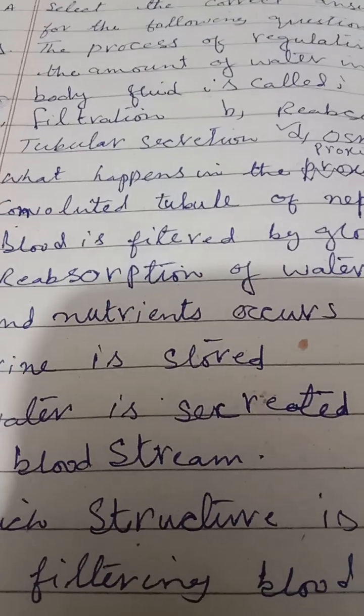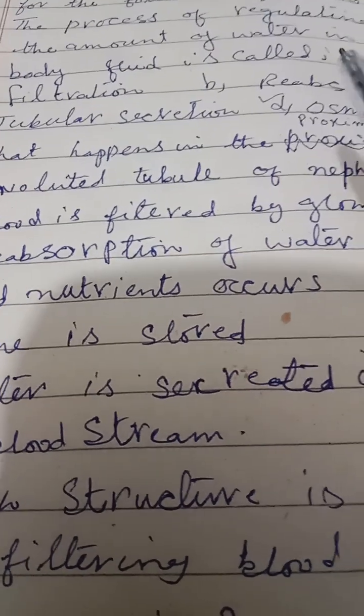Human urinary system. Select the correct answer for the following question. The process of regulating the amount of water in a blood fluid is called: A. Filtration.